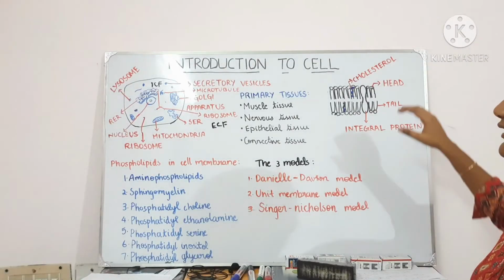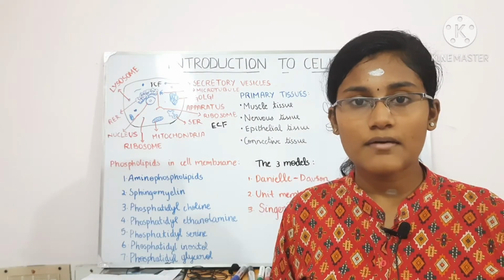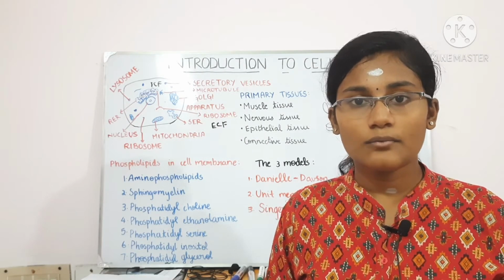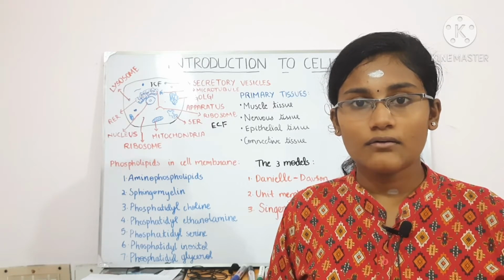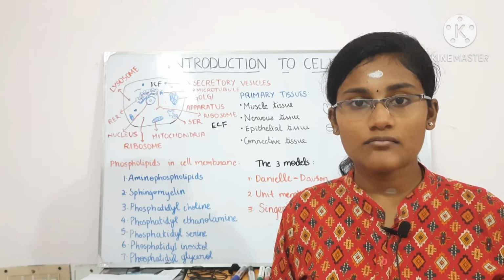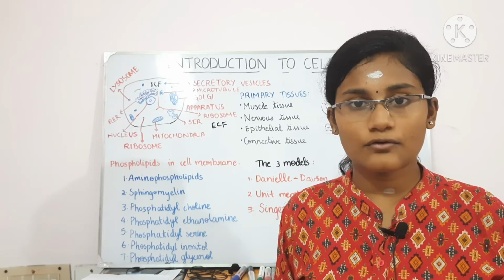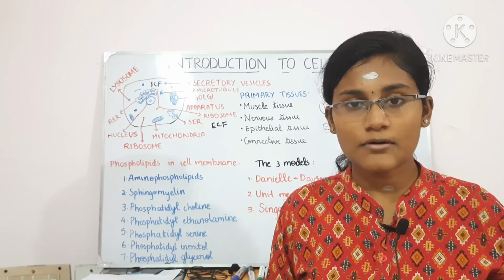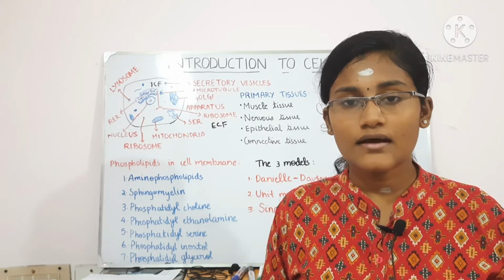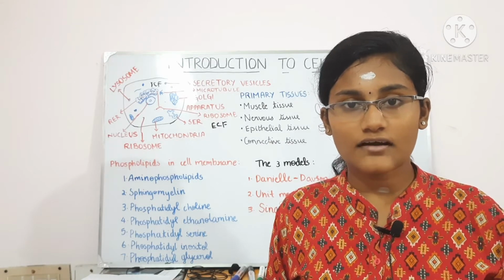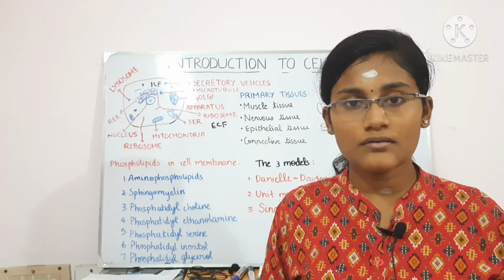So this is how the cell membrane actually looks. On the basis of the structure of the cell membrane, we can say that it is a unit membrane or a three-layered membrane. But the cell membrane is actually made up of a phospholipid bilayer and the associated proteins. So on the basis of its structure, we can say it is a three-layered membrane or a unit membrane.